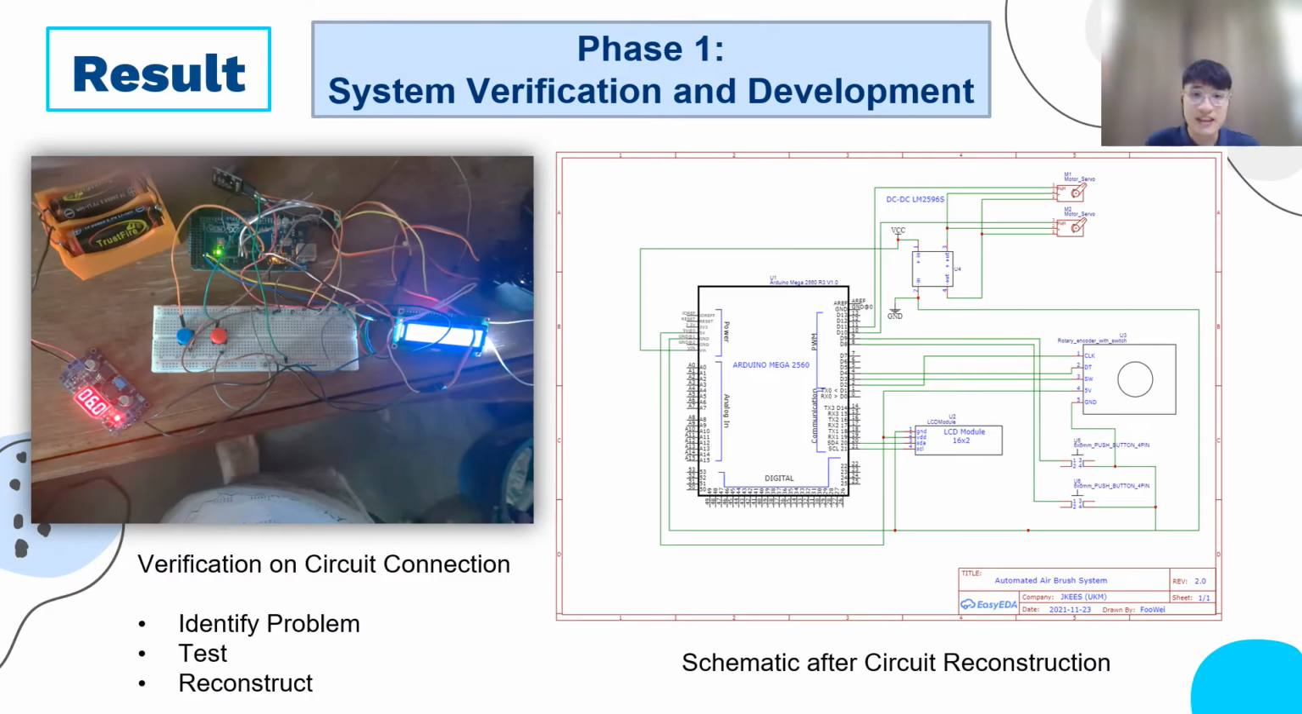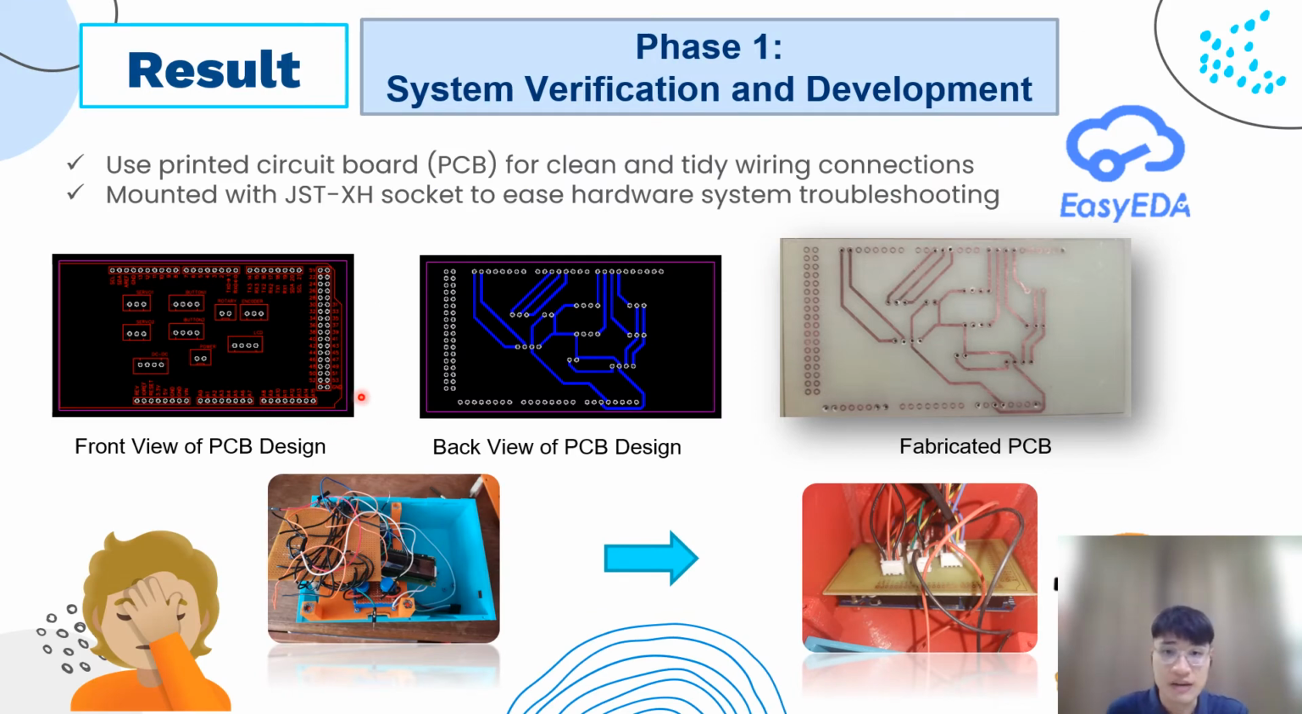In terms of hardware development, the final schematic design has been drawn after proper validation of circuit connection and functionality. Transformed to PCB routing design for actual board fabrication. PCB provides clean and tight connection, and the mounted socket eases hardware troubleshooting in the future.